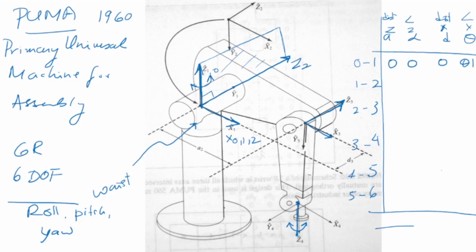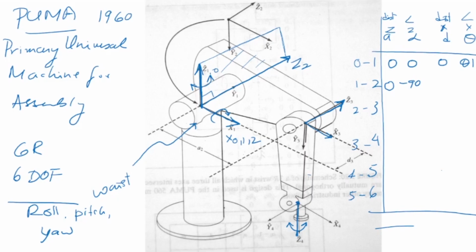So we see that Z2 and Z1 are intersecting. Okay, if they're intersecting, there cannot be any distance between them, so it is 0. What about the angle between them? So the angle between them is 90, and it is minus 90 because it is a rotation clockwise about the x-axis. So it is a minus 90.